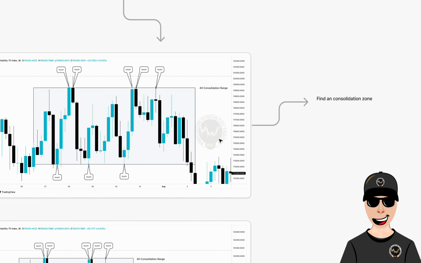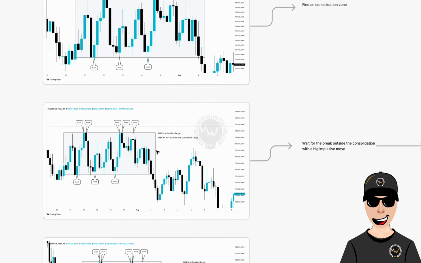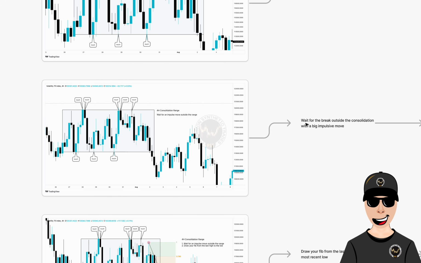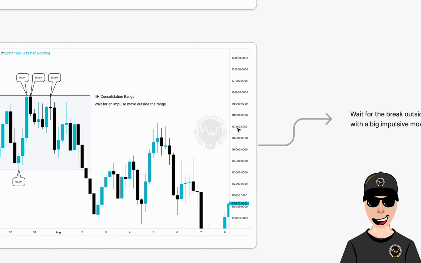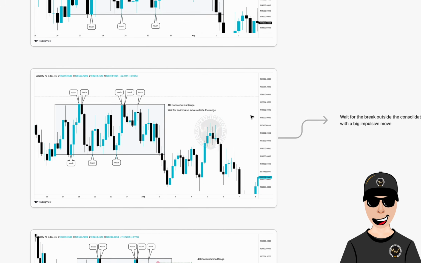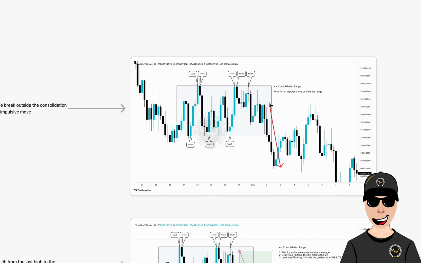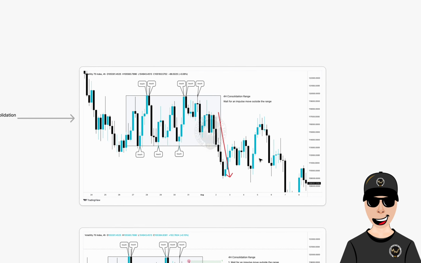So we need to find a consolidation zone and zoom out a little bit. Here we need to wait for the break outside the consolidation with a big impulse move. As you can see, this was our range. This is the big push outside of our range, and then price started to retrace. So there's the big impulse move.